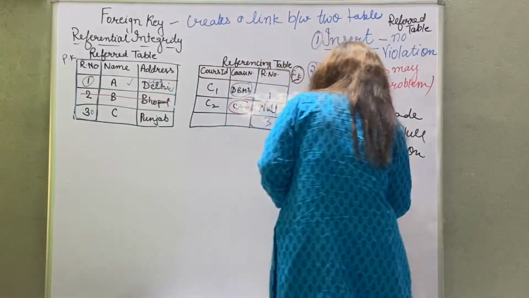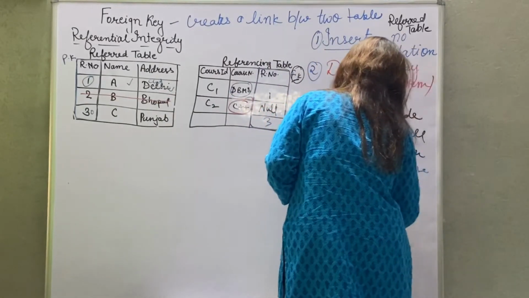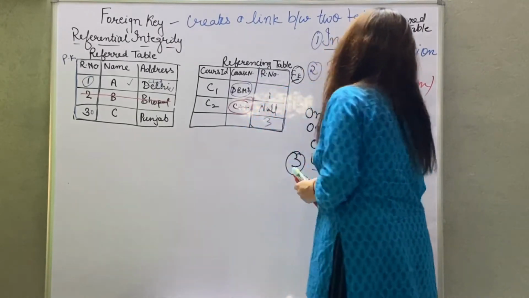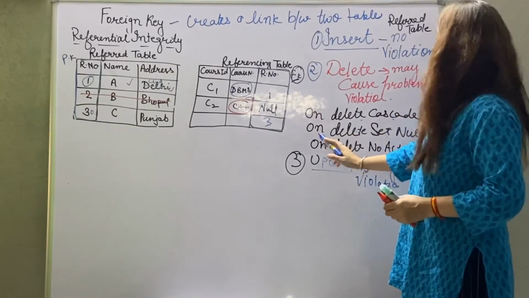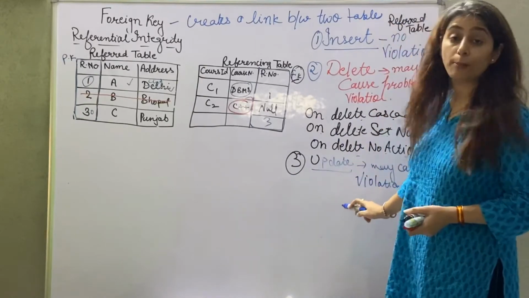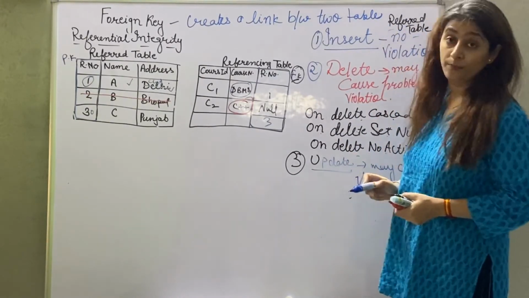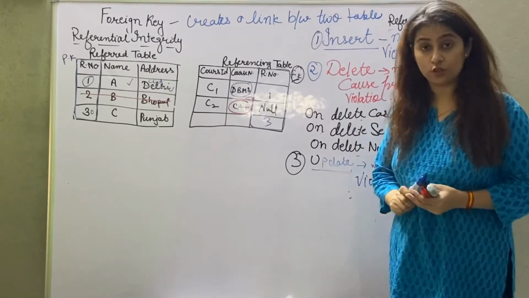So it may cause a violation over here. Here also you can use the same things: on update cascade, on update set null, on update no action. Same things will be applied here also. So this is all about the refer table. I have told you these three operations.